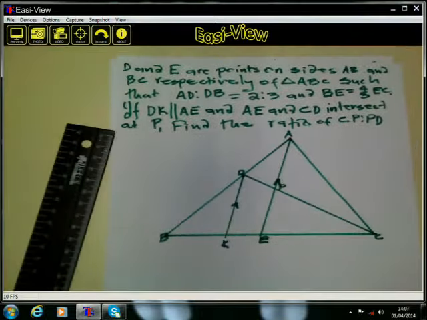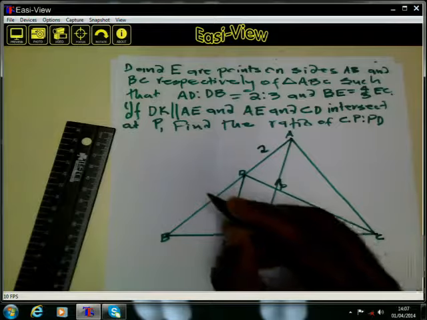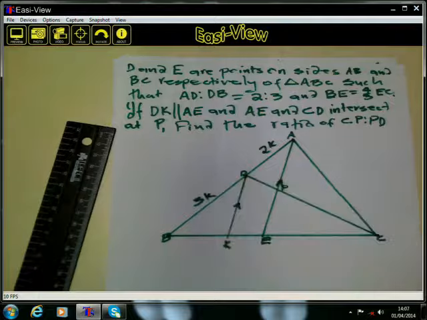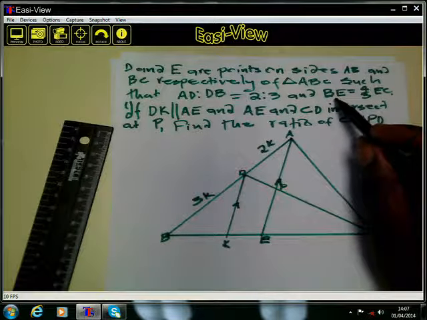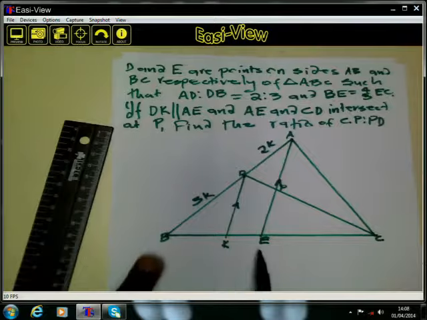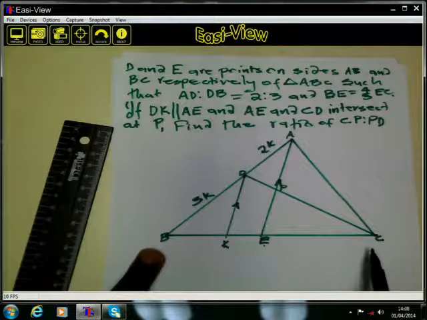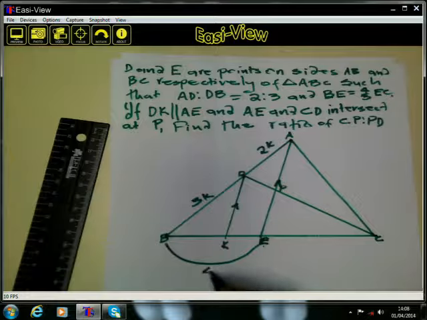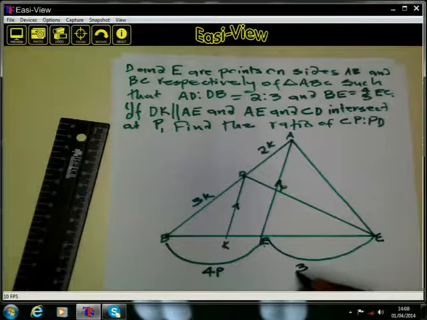Fine. Now, the story as it unfolds, it says AD is 2 units when DB is 3 units, so 2K, 3K. So it means AB will be 5K. Another piece of information is that you are looking at line BE. This is where BE is. You are told that BE is 4 over 3 of EC, such that if we let BE be 4P, then it means EC will be equal to 3P.